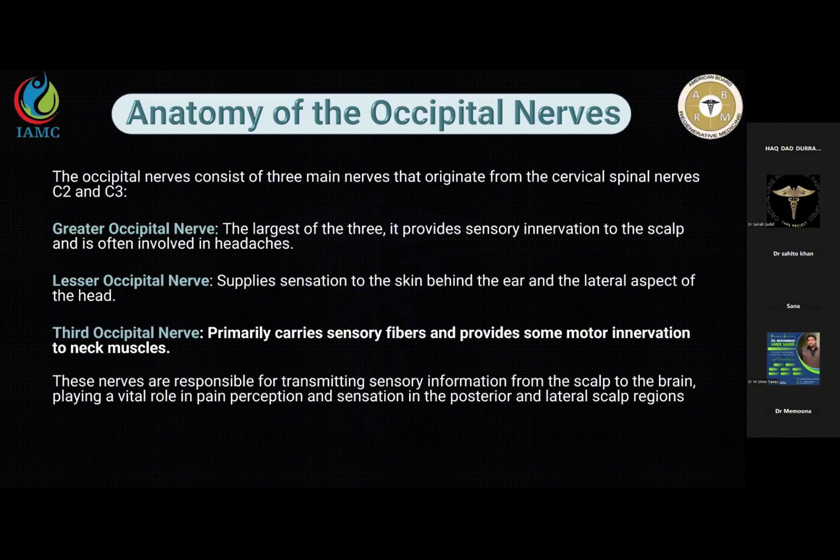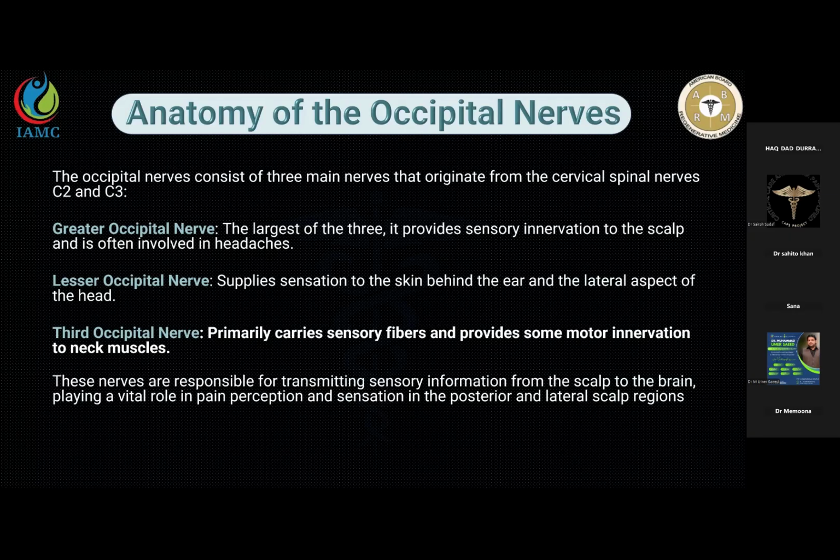So if you are having a pain in the head, and there is also a pain in the neck, there can be two causes. It can be cervicogenic headache, or it can be occipital neuralgia, and then it can be the third occipital nerve involved. These nerves are responsible for transmitting sensory information to the scalp, playing a vital role in pain perception and sensation in the posterior and lateral scalp regions.